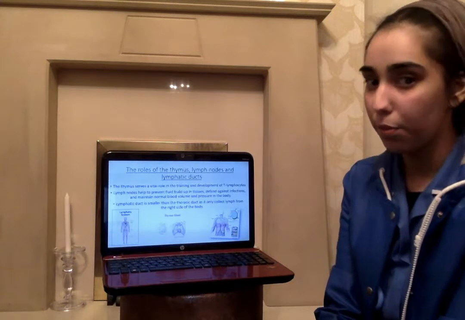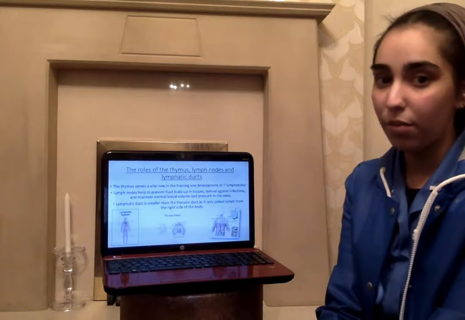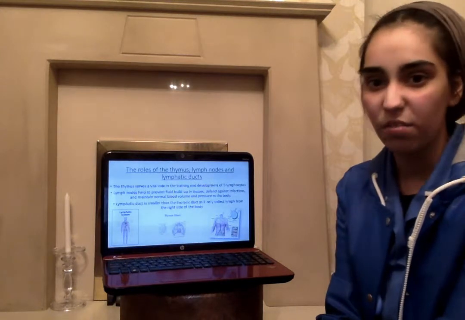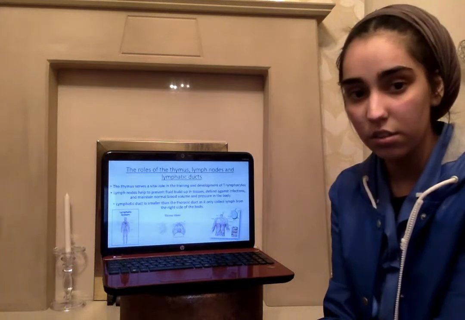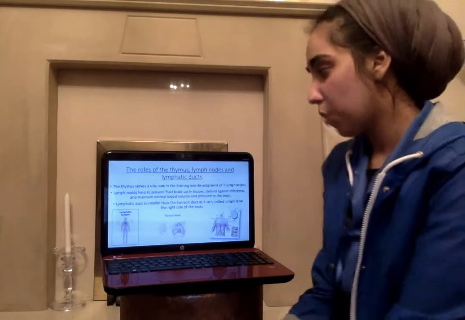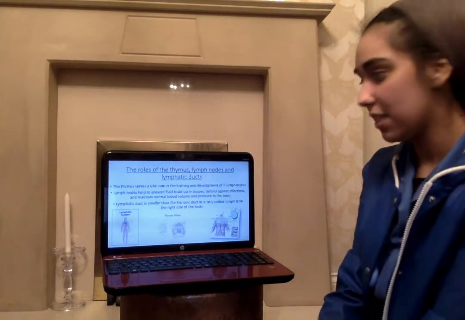Lymphocytes originate from the bone marrow stem cells. Lymph nodes filter lymph of harmful pathogens such as bacteria and viruses. They filter out cellular waste, dead cells and cancerous cells. The lymphatic duct is smaller than the thoracic duct as it only collects lymph from the right side of the body.